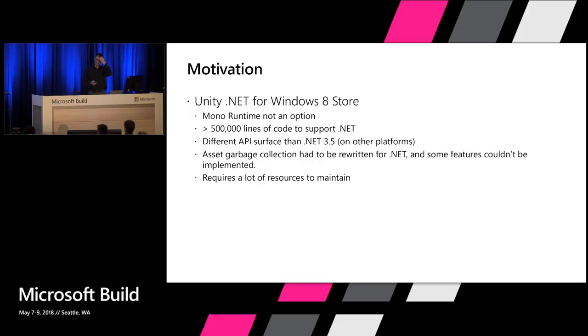And there are a couple of issues with this. There's a slightly different API surface than .NET 3.5 on other platforms. Any developers who have an application that works on some other platform through Unity, and then port to UWP, will face significant porting pain, because they may find some of the APIs they're using don't exist, or are slightly different. Our asset garbage collection had to be written for .NET, and some features we couldn't implement at all, so it ended up being a subset. And this is still a lot of resources to maintain.